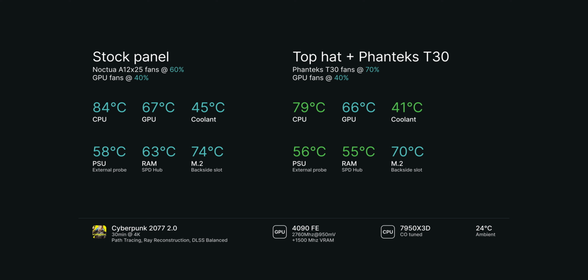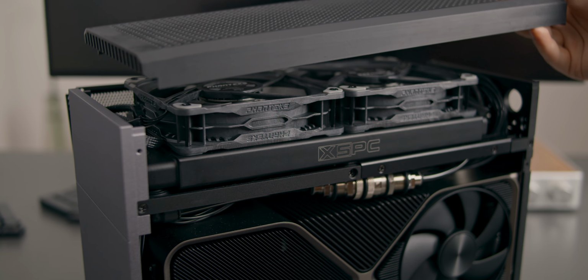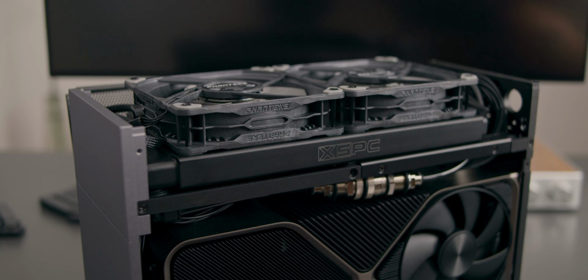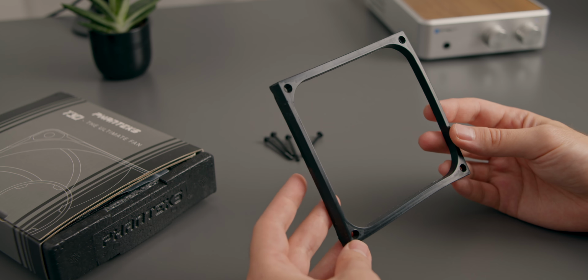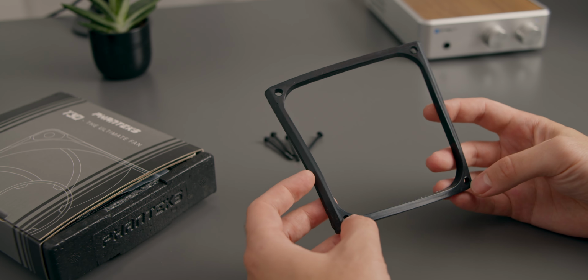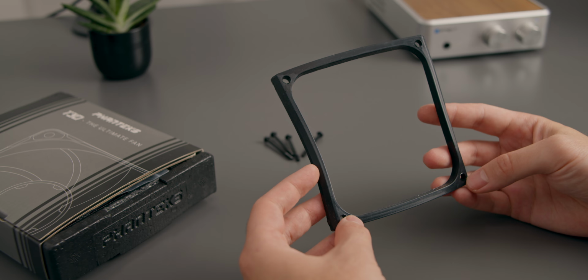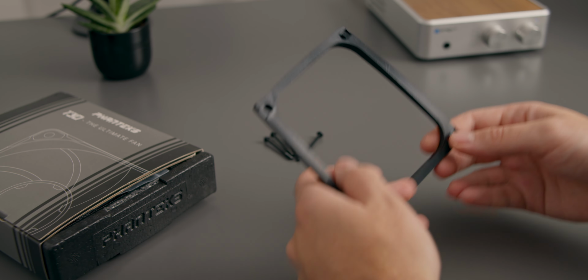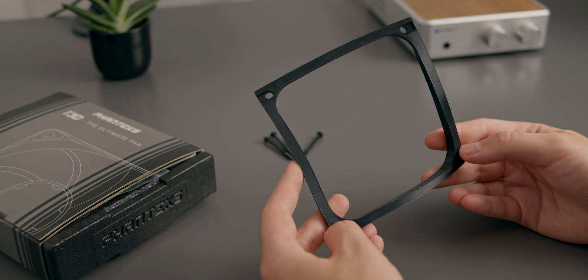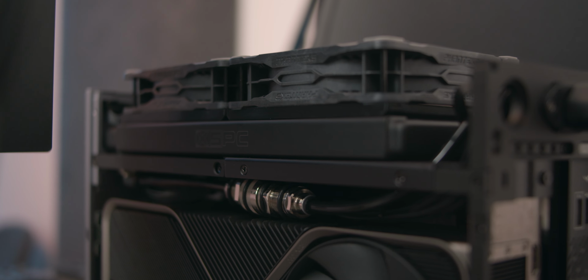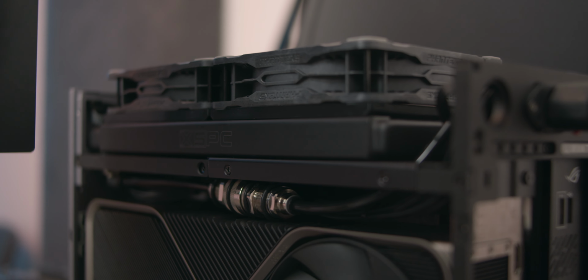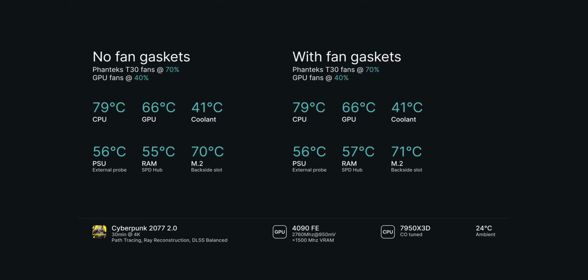I still had quite a bit of extra clearance left with the new top hat, so I wanted to see if there's anything I could do to drop temperatures even further. I've had these Phobia fan gaskets lying around that I never got to use, so this felt like a pretty good opportunity for some science. The idea with these is that they should increase fan efficiency in a radiator setup by eliminating the dead zone underneath the fan hub. I ran the test again, and nope, they don't do anything.